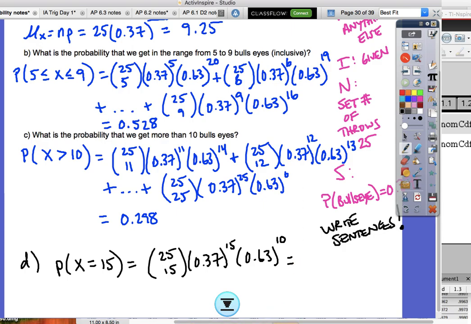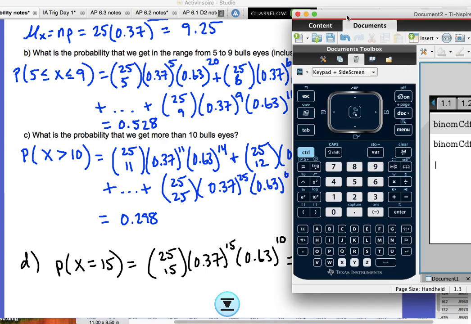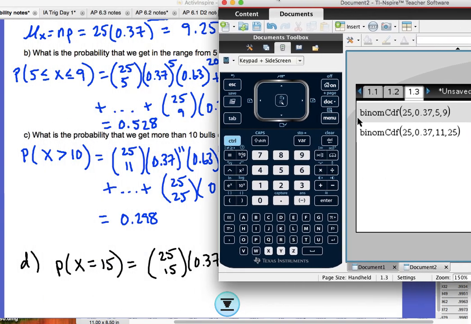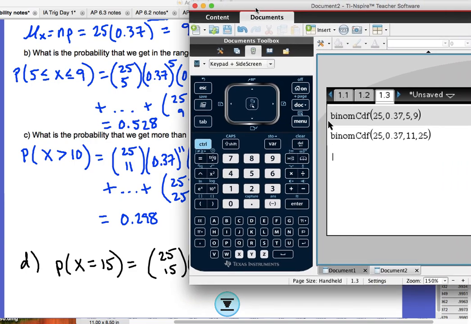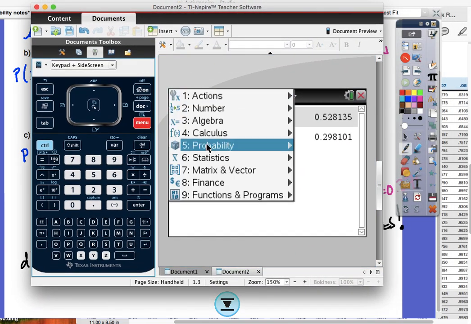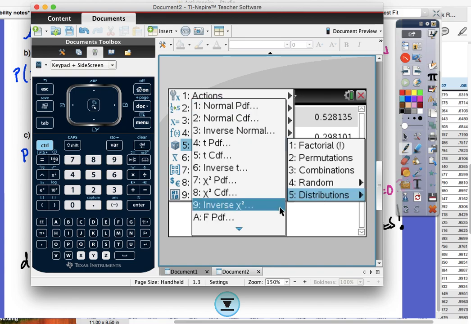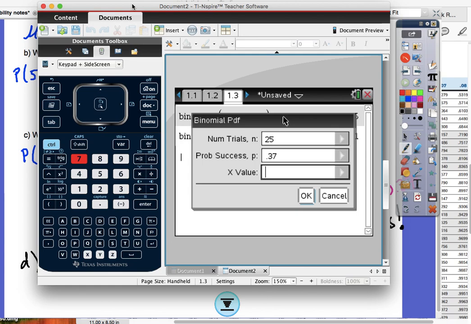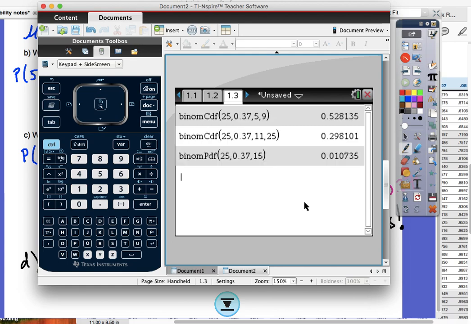And then I would go in my calculator, and it would be slightly different this time because it would not be CDF. Because we are looking for an exact value, it would be PDF. So Menu, Probability, Distributions, Binomial, PDF. Number of trials is 25. Probability of success is still 0.37. And my X value, I forgot, what did I say? I said 15. Hit OK, and there's your answer, 0.0107.